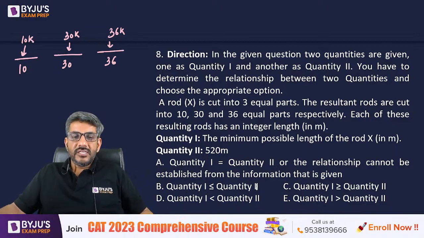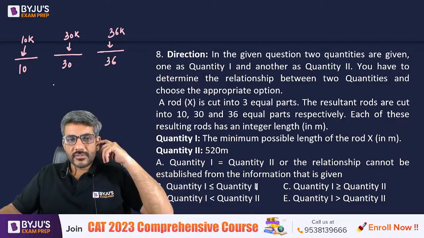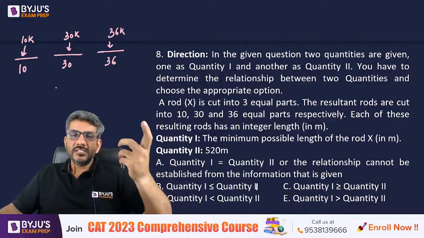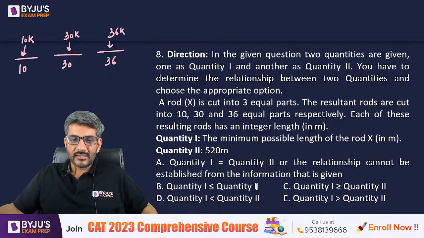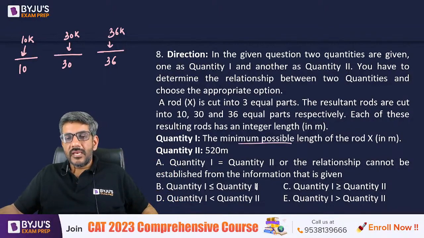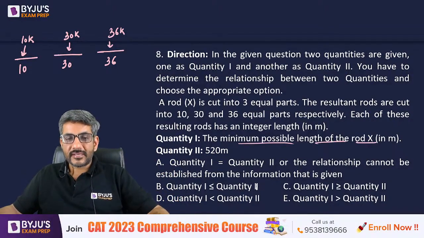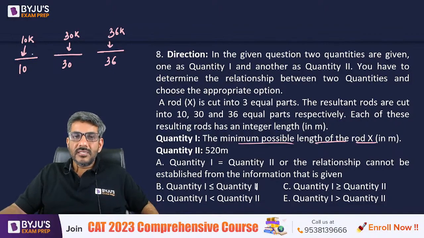He says each of these resulting rods has an integral length. So therefore I have been saying that they are multiples of 10, 30, 36. क्योंकि fractions में ले लेते तो जरूरी नहीं था कि वो multiple आते. Quantity 1 is the minimum possible length of the rod X. The point is, if it's a multiple of 10, it's a multiple of 30, it's a multiple of 36, and these three are also equal because the rod was cut into 3 equal parts. So these 3 parts are also equal.